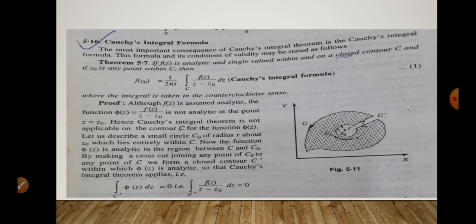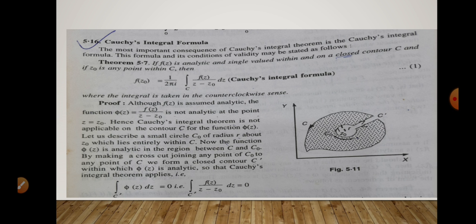Okay, now we will have the proof. Although f(z) is assumed analytic, the function phi(z) equals f(z) upon (z minus z0) is not analytic at the point z equals z0. Hence, Cauchy's integral theorem is not applicable on the contour C for the function phi(z). Let us describe a small circle C0 of radius r about z0, which lies entirely within C. Now, the function phi(z) is analytic in the region between C and C0.